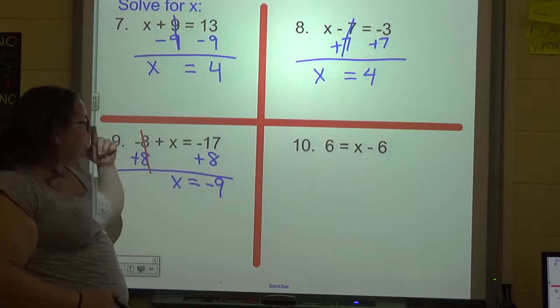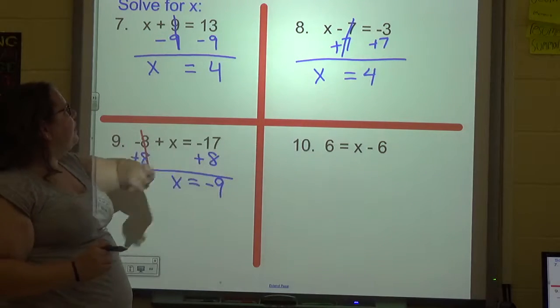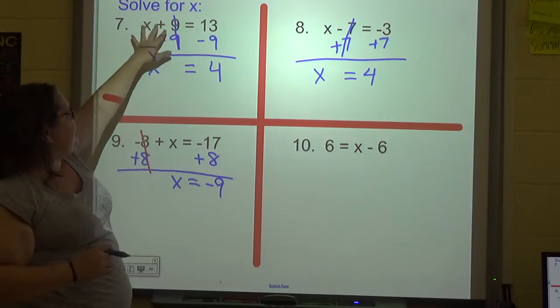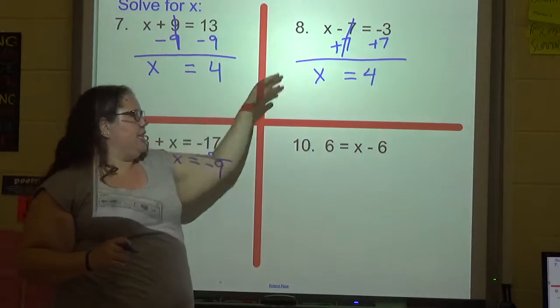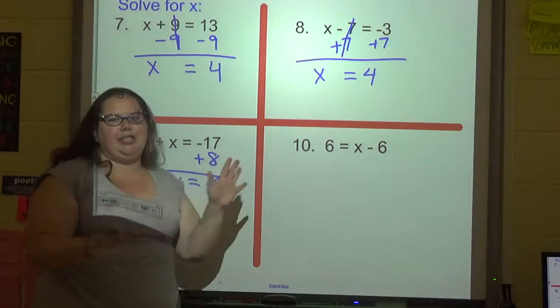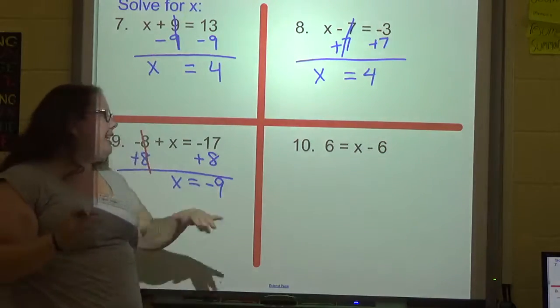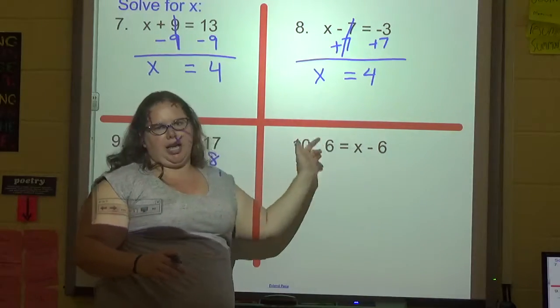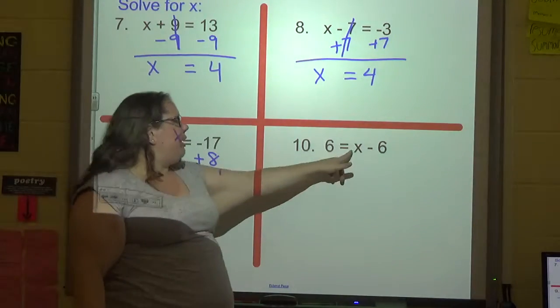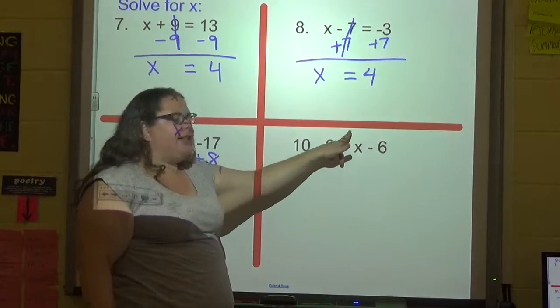Last one. Now, the reason I gave you this one, notice, it's really common to see equations like this, but reversing it doesn't do anything. It's the same thing. It doesn't matter which side of the equation x is on. So again, I'm looking at the side that has the x.